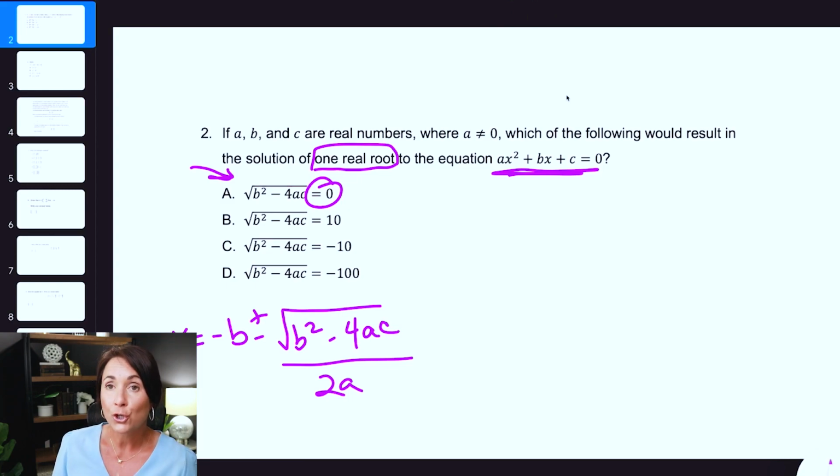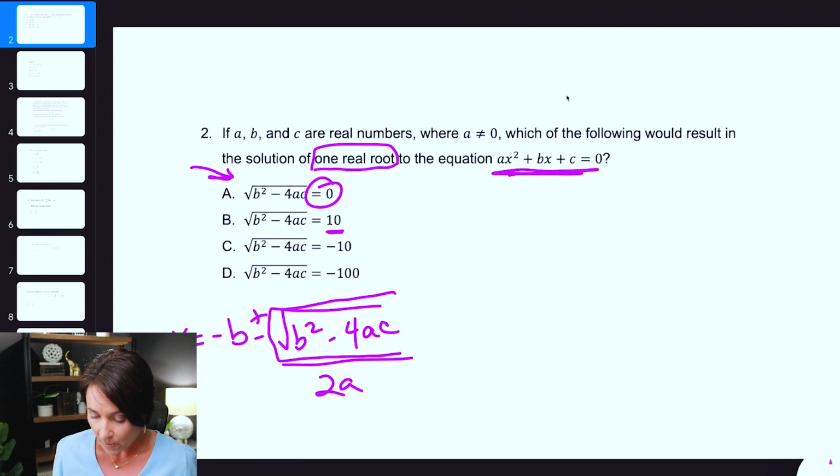If you're looking for two real roots, this has to be a positive number. I'm going to work this out for you so you can see how it all goes. It needs to equal a positive number. What we're basically doing is taking this piece of the formula down here and making it equal to these things here: either 0, 10, negative 10, or negative 100.